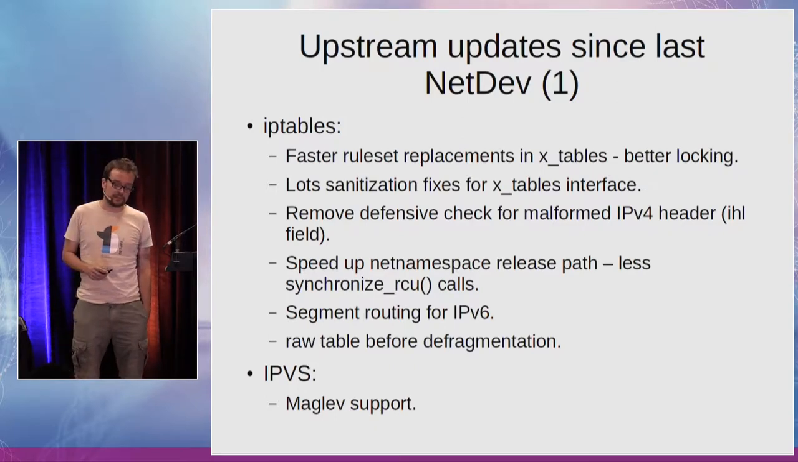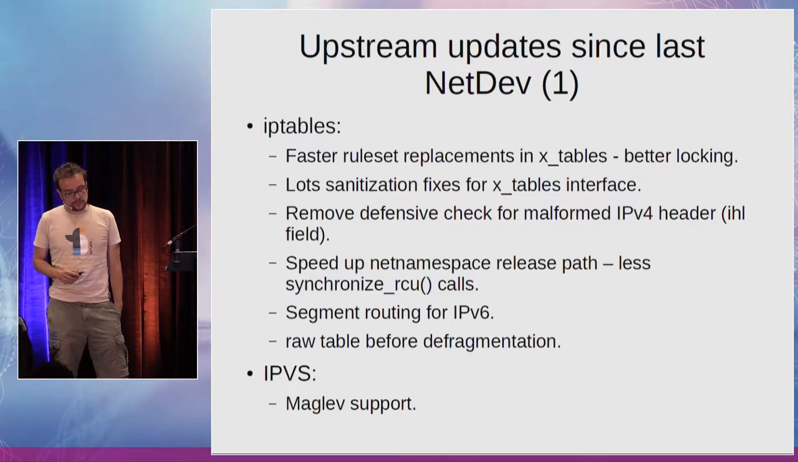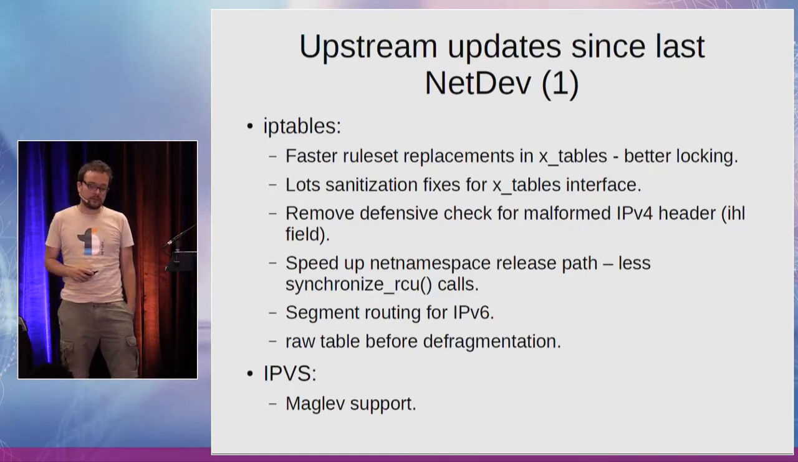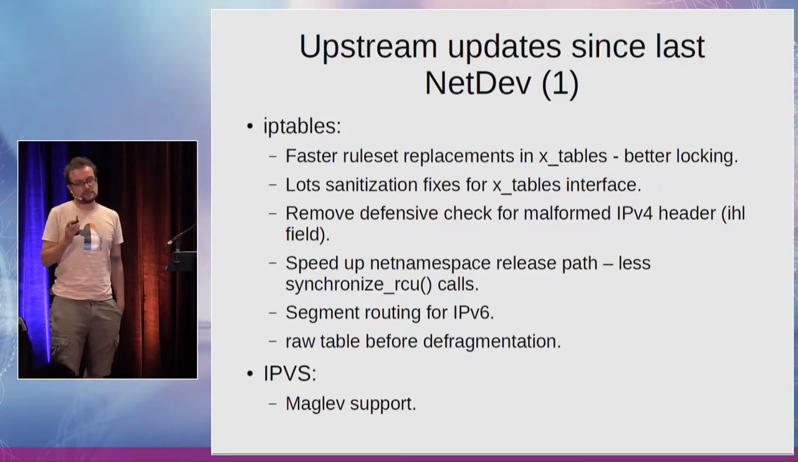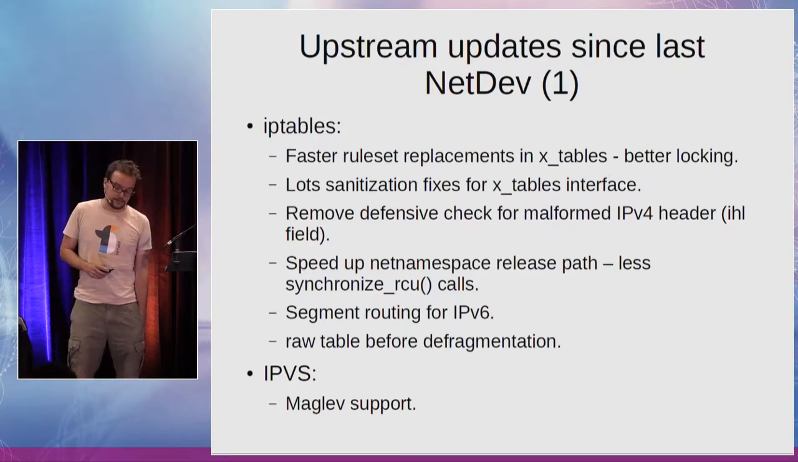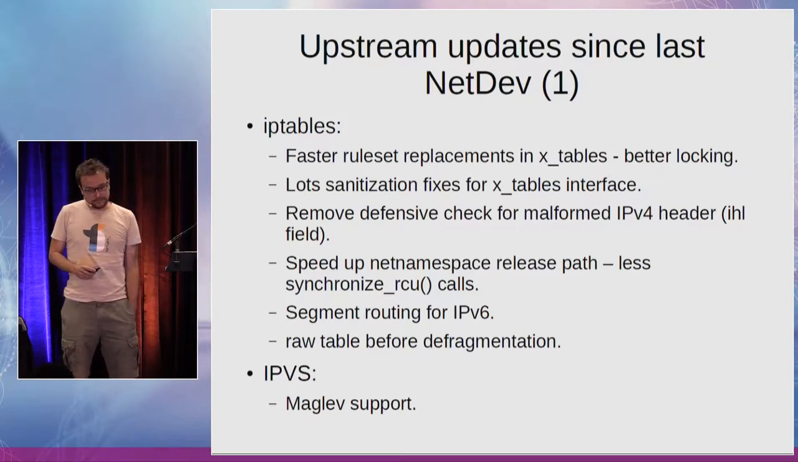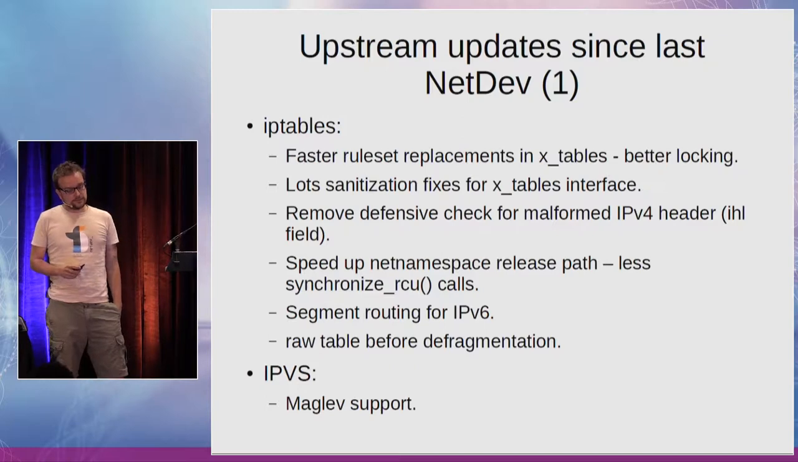There are also speed ups in terms of net namespace release from the release path. Basically, there were lots of synchronize RCU calls there, and they are quite expensive if you make several of them in a row. So now they are gone, and this is quite faster. We got segment routing for IPv6, which is basically a new extension for ip6tables.